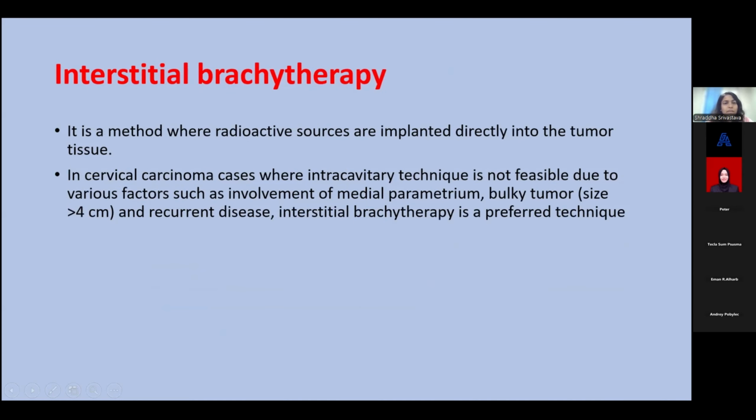Now, interstitial brachytherapy is a method where radioactive sources are implanted directly into the tumor tissue. So, where we cannot use intracavity brachytherapy, interstitial brachytherapy plays an important role. For example, in cases like medial parametrium and bulky tumor, which is greater than 4 centimeters, or recurrent disease, interstitial brachytherapy is a good choice.